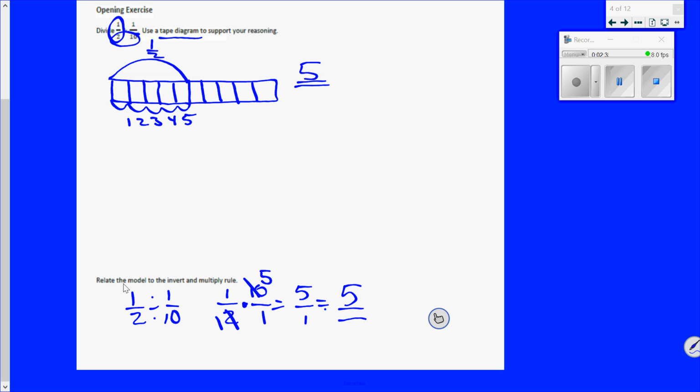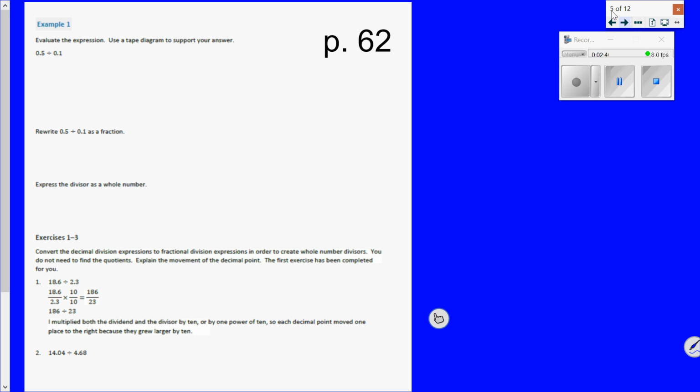Go ahead and turn your page. And here's kind of the crux of what we're going to be doing today. So now that we understand that whole fraction piece, let's look at this from a decimal standpoint. So we use a tape diagram again to support our answer. In this case, we're going to have 1/2, or 5/10, divided by 1/10. So if I do my model, I'm going to do 5/10. I'm going to divide my whole 1 into 10.